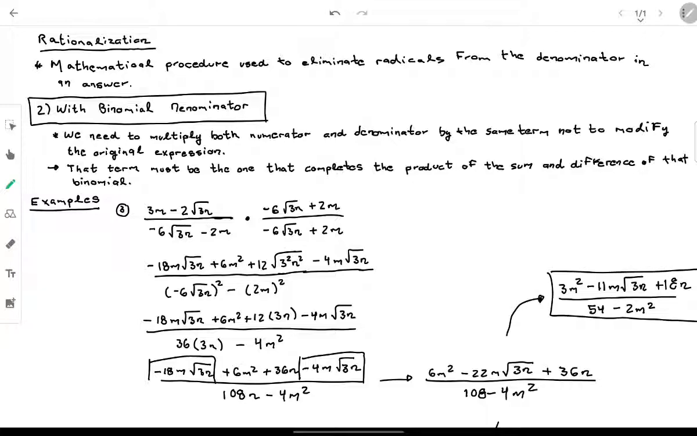So it doesn't matter if we have many roots or a single root, the process will be exactly the same. We need to complete the product of the sum and difference of a binomial in order to have a difference of squares on the denominator, and that way it will be possible to eliminate every root we have on the denominator part. So that was it for rationalization with binomial denominators. See you in the next video.